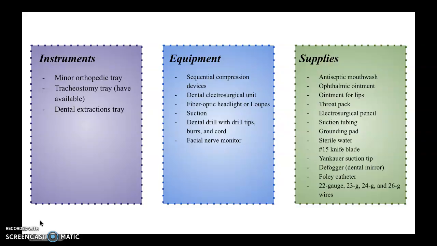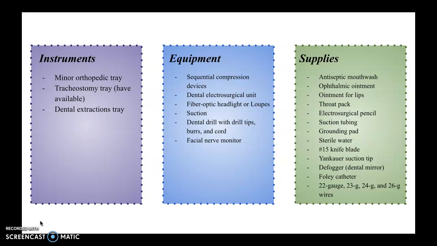All right. So for your instruments, you're going to have your minor ortho tray, your tracheostomy tray. You're going to have that available simply because it's so close to the airway that you never know. And you're going to have your dental extractions tray.